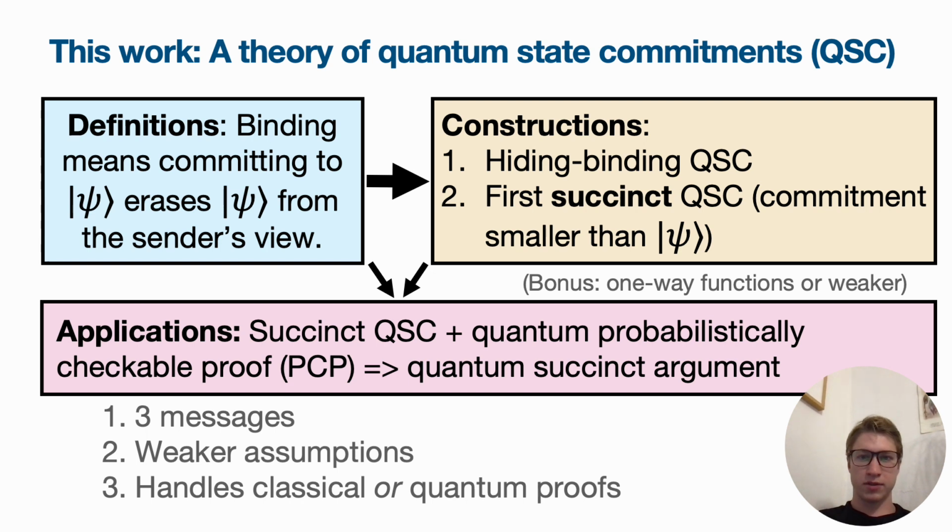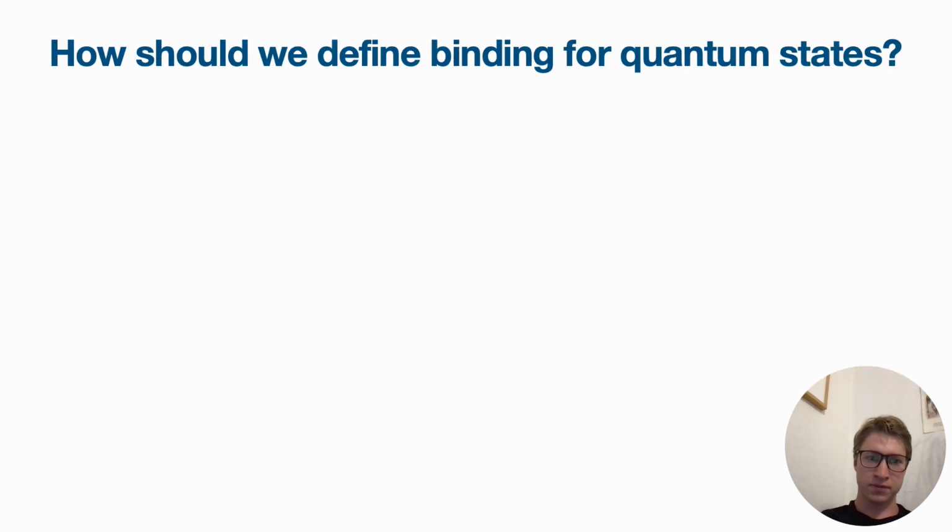Okay, and the benefits of using our quantum succinct arguments are threefold. First of all, they'll use only 3 messages rather than the classical 4. Second, we'll use weaker assumptions, so that's just inherited from the fact that succinct QSCs use weaker assumptions. And finally, we'll be able to handle classical or quantum proofs, of course. Okay, and all of this is at the expense of using quantum communication now.